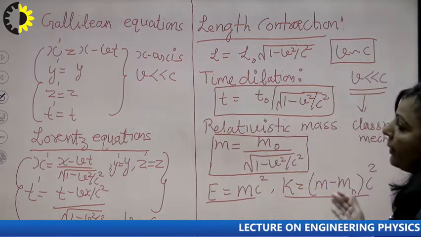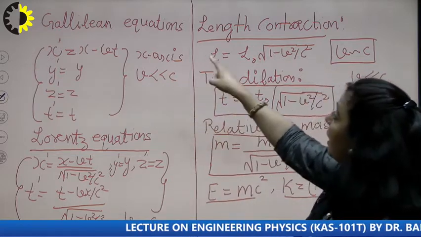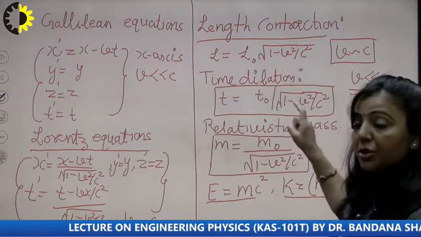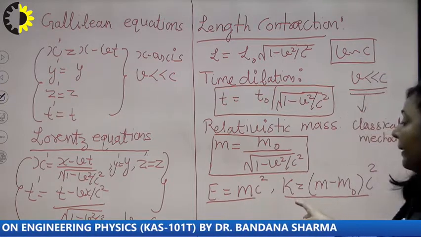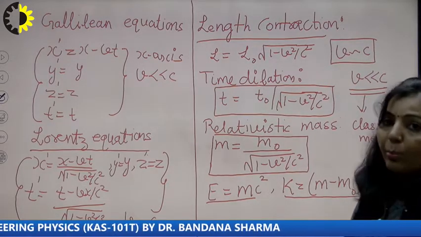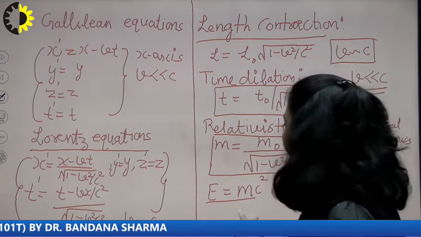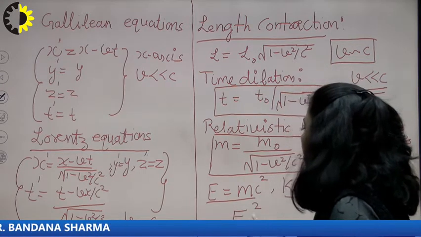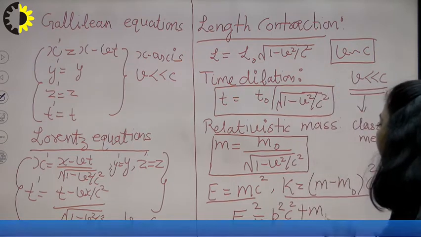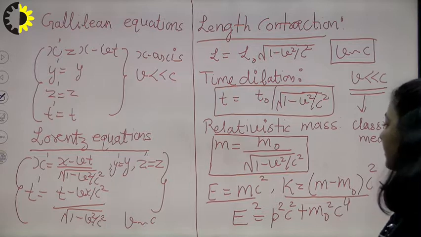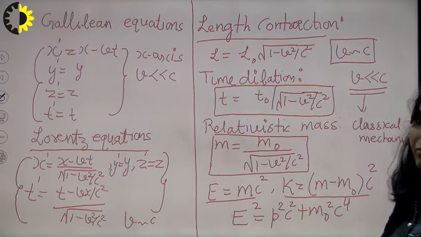So you have to remember all these formulas, right? Galilean equations, Lorentz equations, length contraction, time dilation, variation of mass with the velocity, mass energy relationship, kinetic energy relationship, K is equal to m minus m naught into C square. And there is one more relationship between total energy and momentum, and that relationship is E square is equal to P square C square plus M naught square C to the power 4. This is one more relationship, between total energy E and the relativistic momentum P, right?